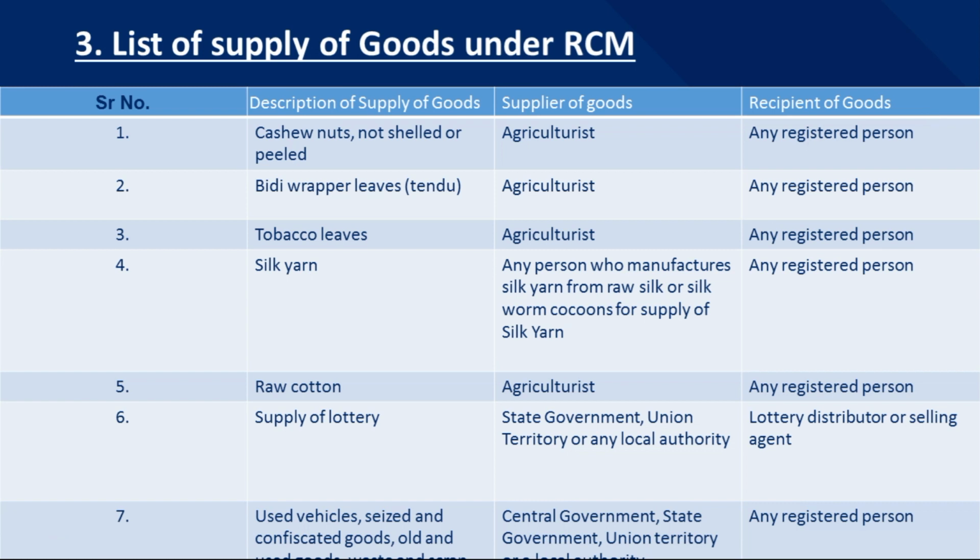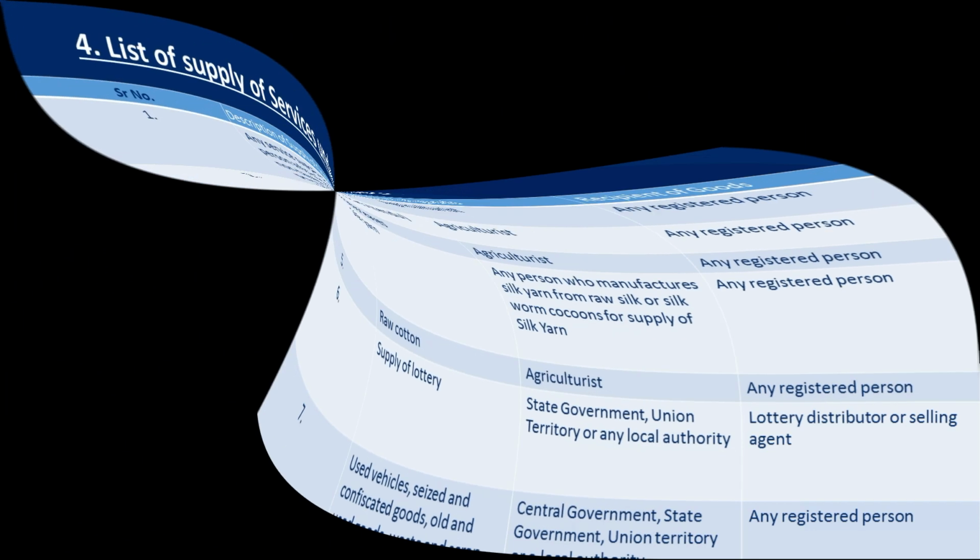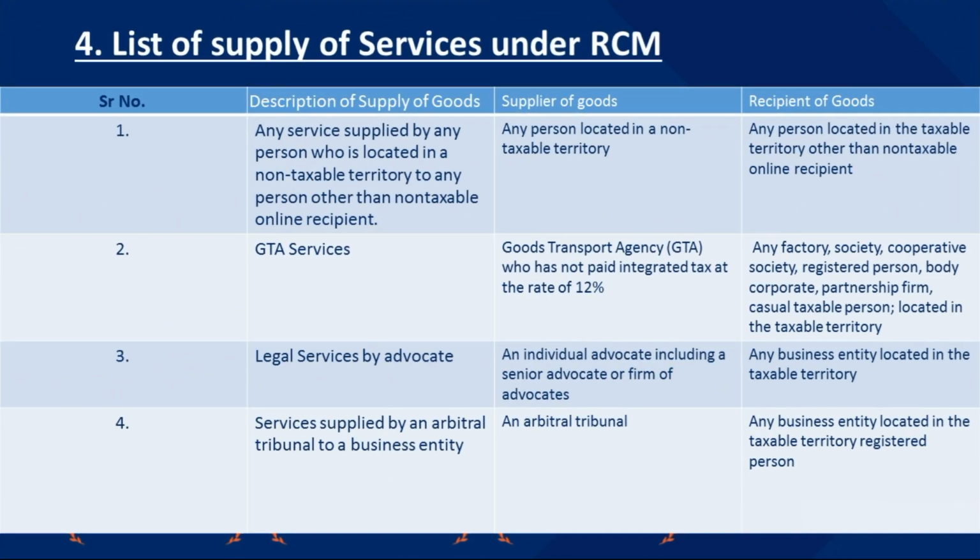So these are the list of goods which come under reverse charge mechanism. Number 4, list of supply of services under RCM. So these are the list of services which come under reverse charge mechanism.